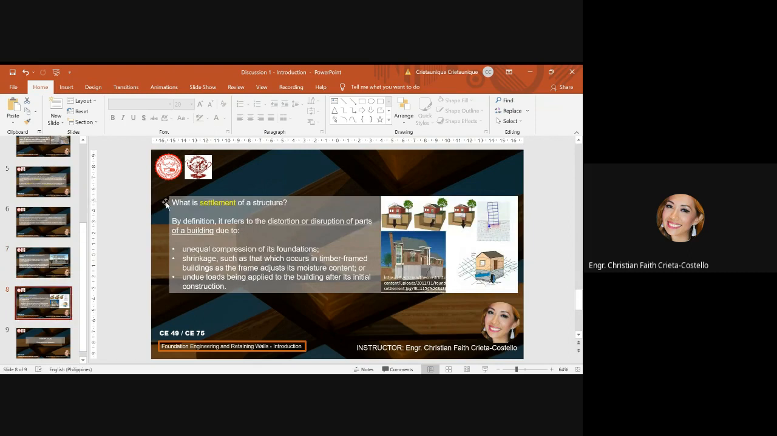What is settlement of a structure now? Try to check the image in the right side. So this is the settlement that happened to a certain house. Settlement, it's a different term if we are talking about it in an engineering application.